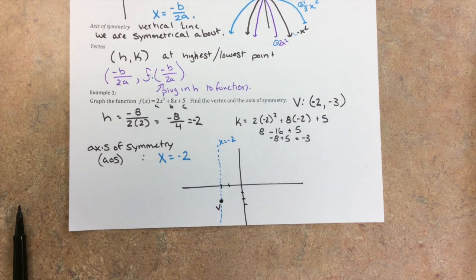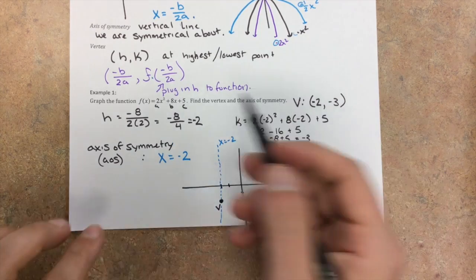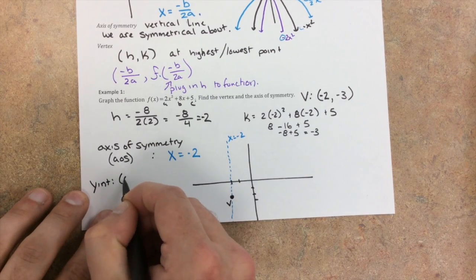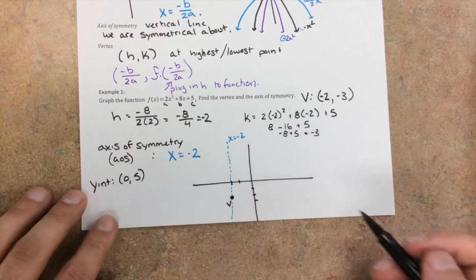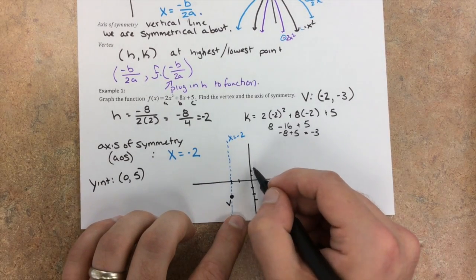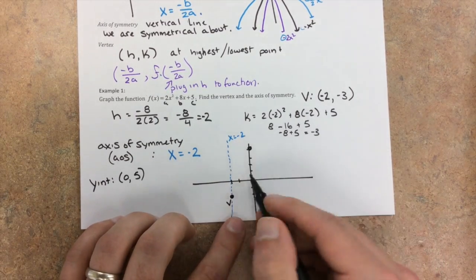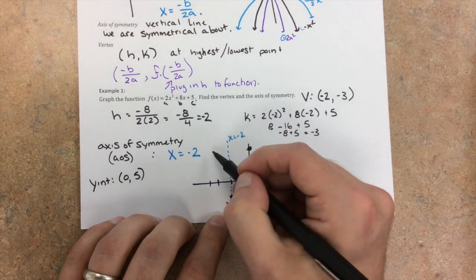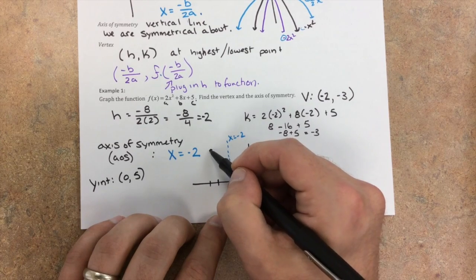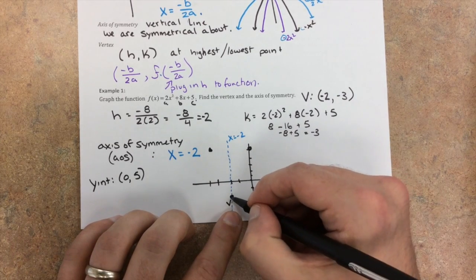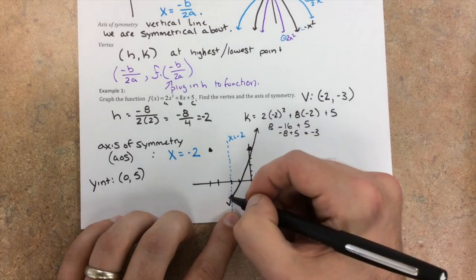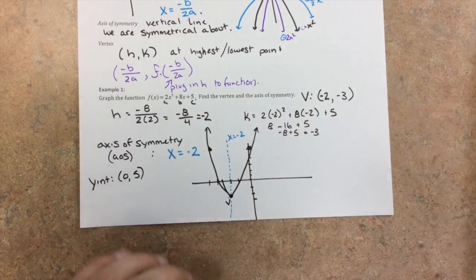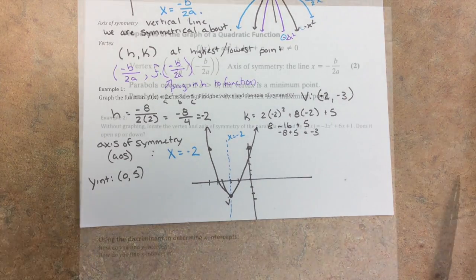I could find a couple other things. Most notably, I can find my y-intercept, which is at 0, 5, which is given from the original. So I can go 1, 2, 3, 4, 5. And that means if I'm 2 away to the right, 1, 2, that means I'll be the same thing 2 away to the left. And that's how I get my 3 points to graph this. Could I find the x-intercepts? Absolutely. Will we be doing that later on? Of course we will.